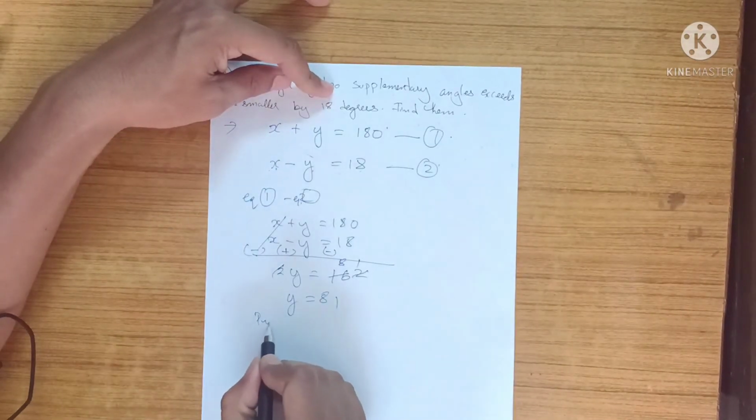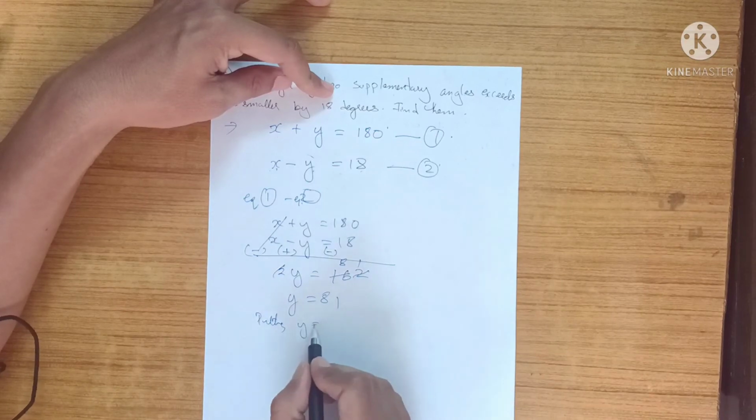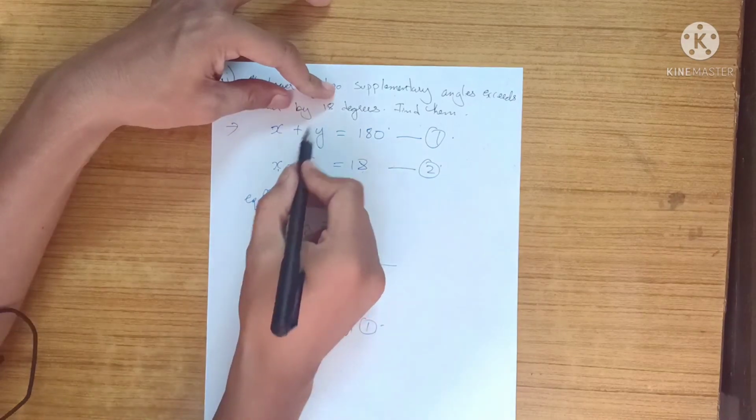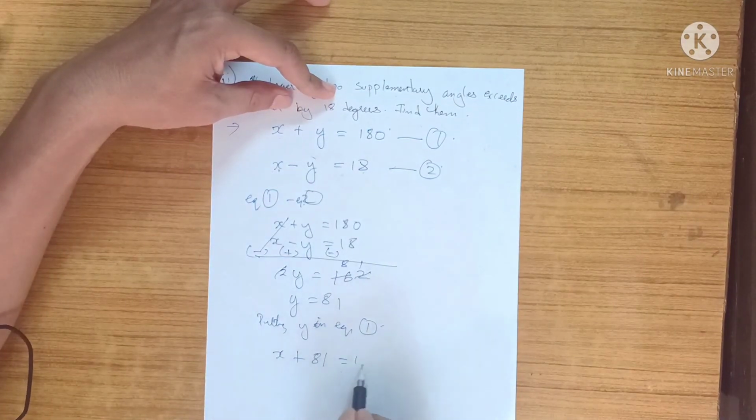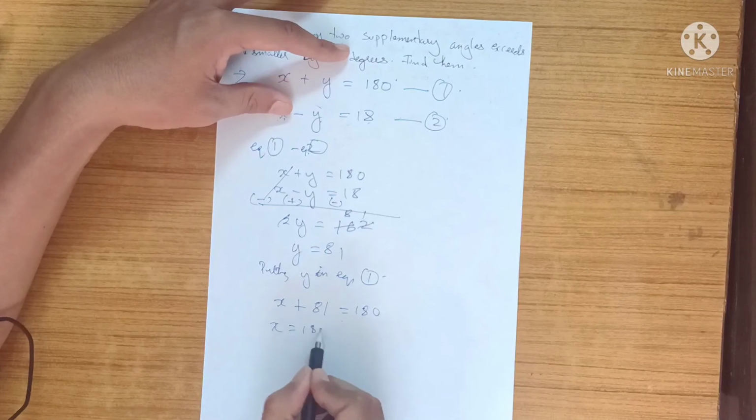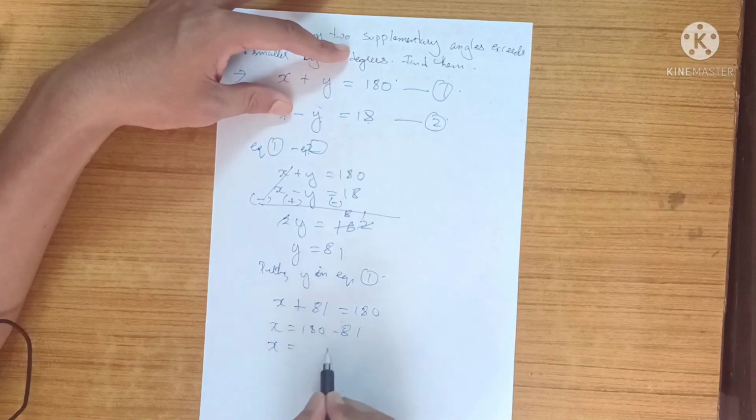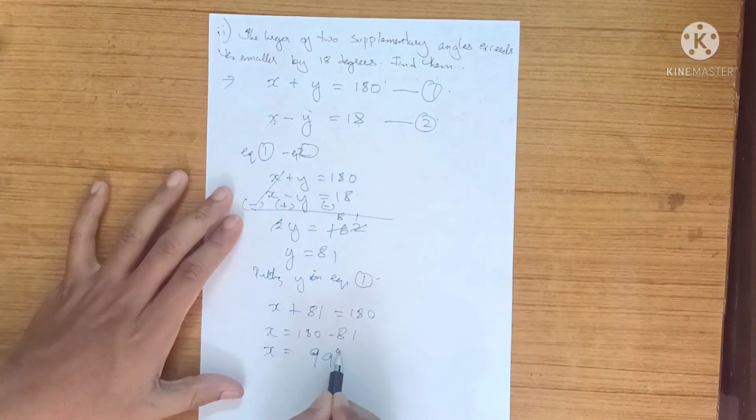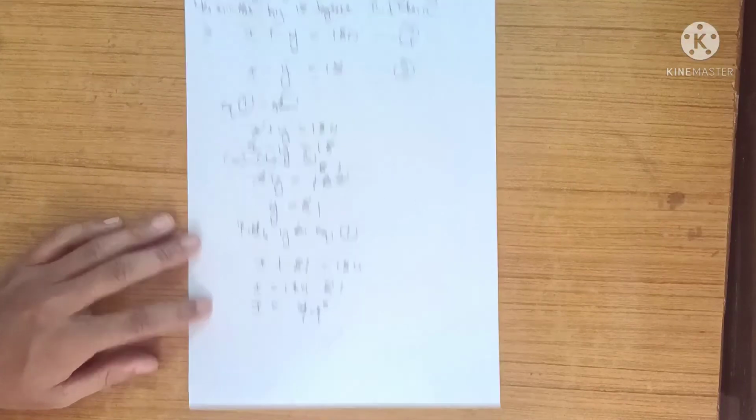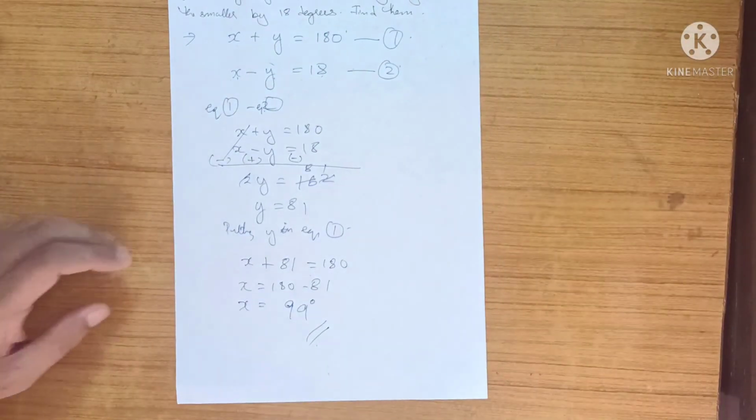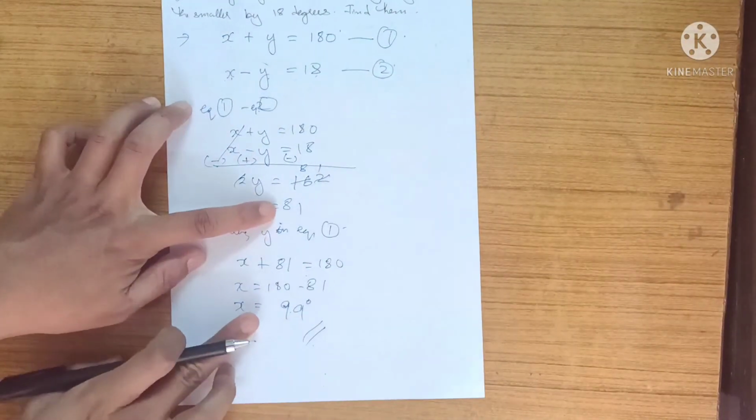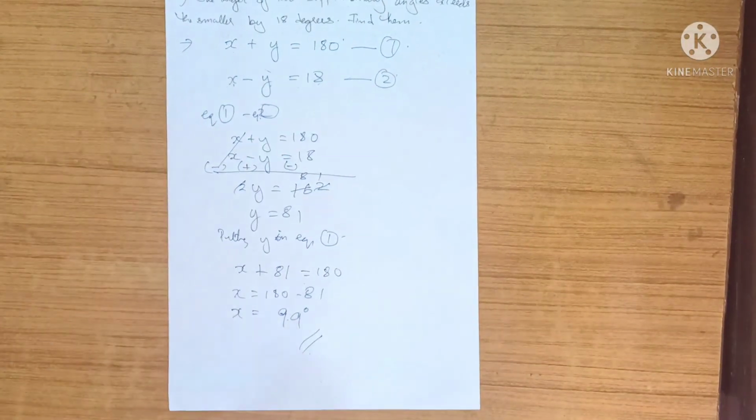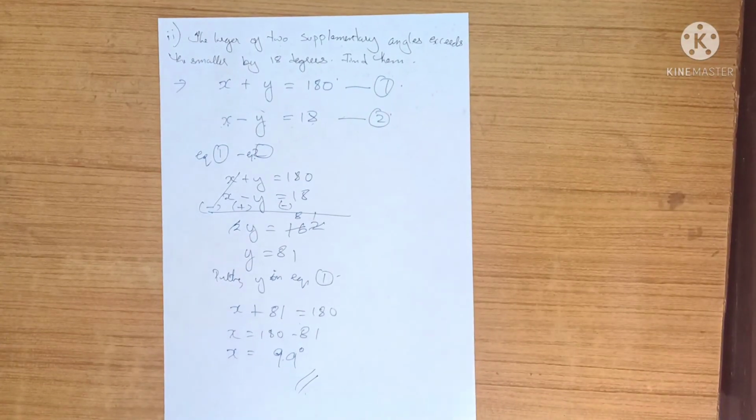So you can put it in equation 1 or 2, doesn't matter. Putting y in equation 1, I'll just put in 1. x plus y, so instead of y, I'm going to put 81, equals 180. And then x equals 180 minus 81, so x equals 99. You can check, like in exams, after solving it, whether they are actually supplementary or not by just adding. So 81 plus 99, 99 plus 1 is 100, 100 plus 80 is 180 only. So it holds true.